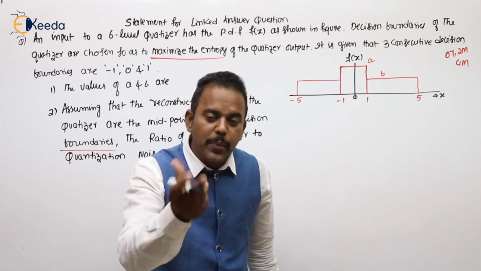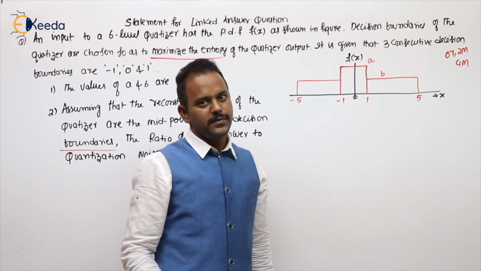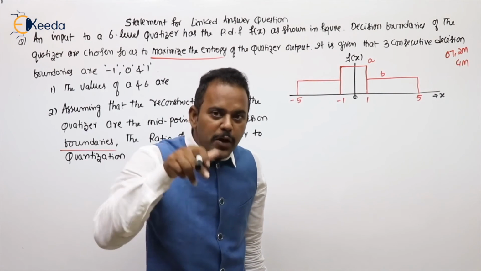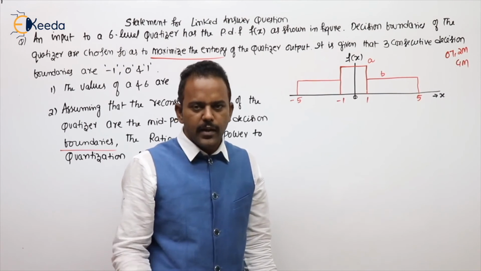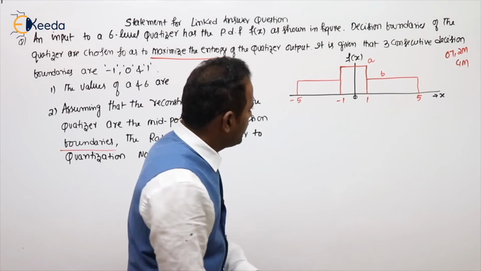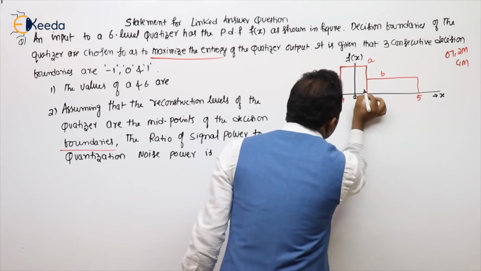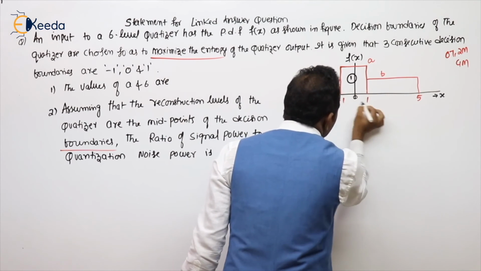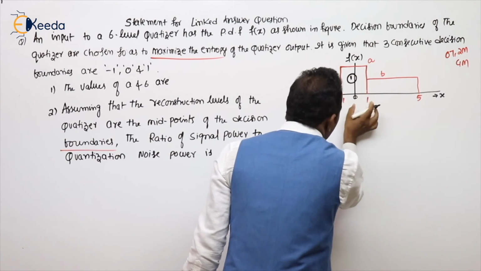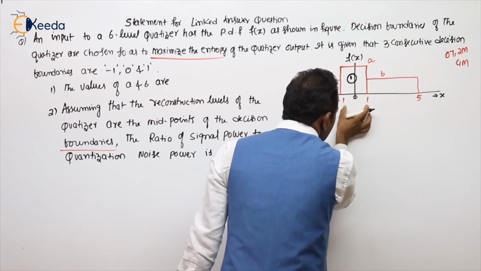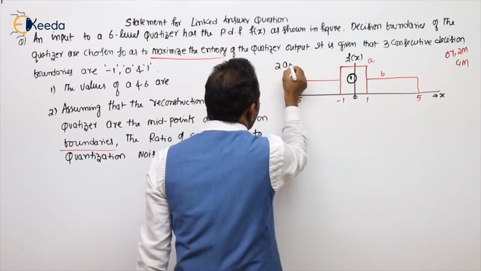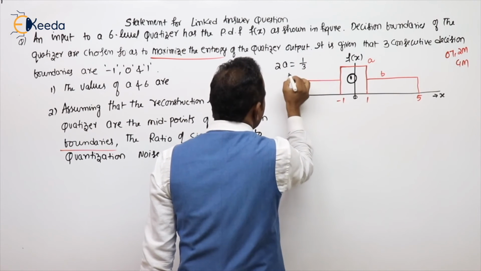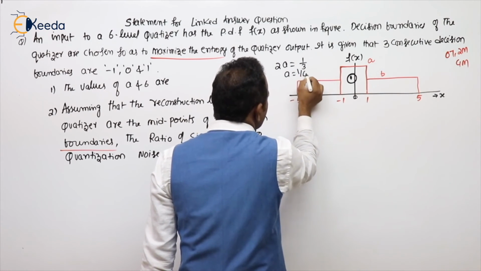How to calculate probability from the PDF? Area under the PDF is probability. What is the area of this rectangle? Region 1, minus 1 to 1. This rectangle's area is width into height. Width is 2, height is A. So 2A is nothing but 1 by 3. A value is 1 by 6.